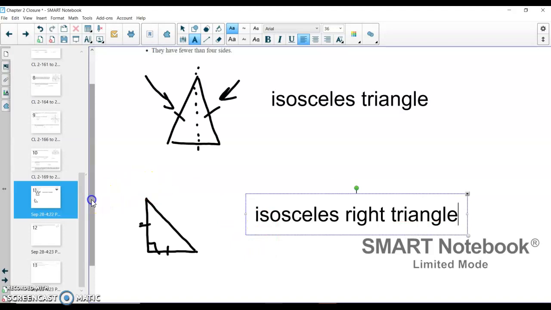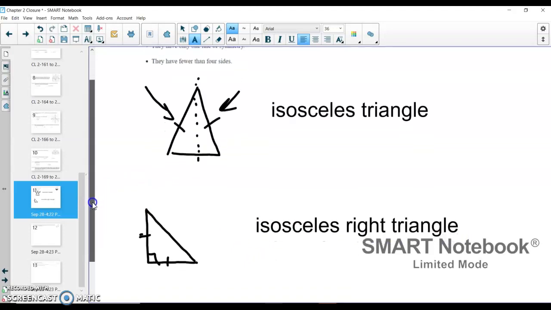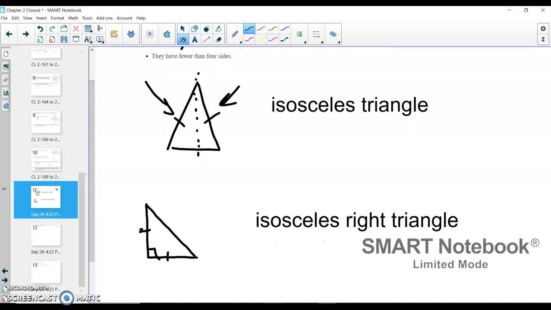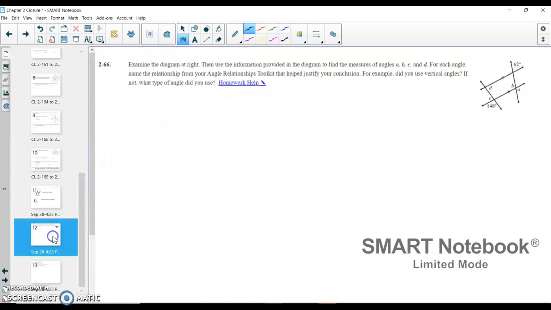Okay, and then those would be the 2 that we had seen in that toolkit from earlier in chapter 2. And I should put my line of symmetry in here to prove it, but the line of symmetry would go somewhere right there. So that's question 2-65, 2 answers: isosceles triangle and isosceles right.